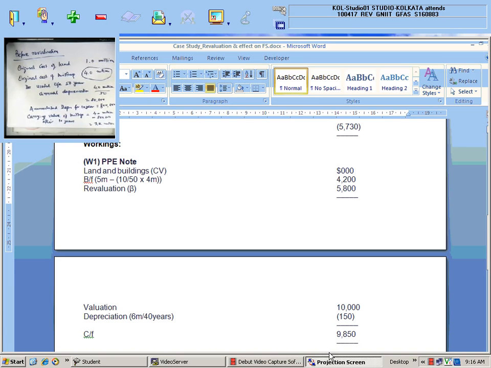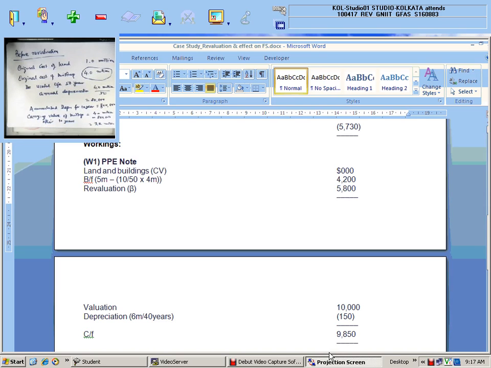So when we revalue the asset, the difference between the carrying value and the revalued amount will be transferred to revaluation reserve or revaluation gain account. So when the property is revalued at that point of time, the carrying value of the land and building is 4.2 million and the revalued amount is 10 million, so the difference of 5.8 million will be transferred to revaluation reserve, and the land and building will be shown now in the balance sheet at 10 million.